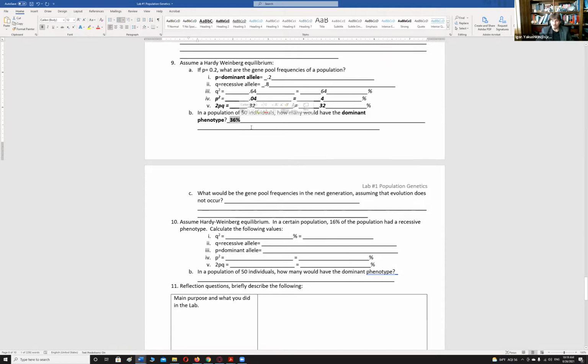In order to get rid of the percentages, 36% will be divided by 100. So you will end up with 0.36 times your population. Your population is 50 in this particular question. Therefore, the correct answer is, somebody just told me already, 18.